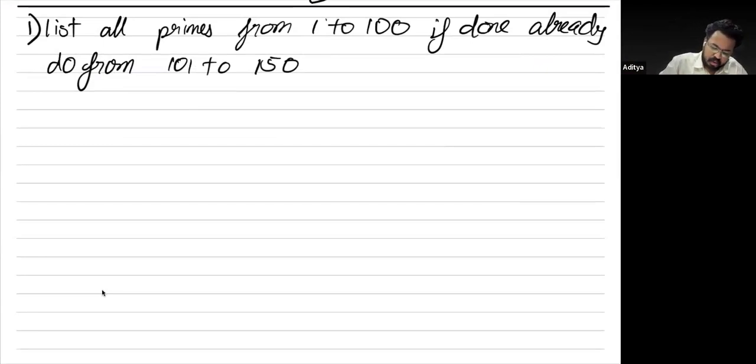The idea I want to show is you don't need to check all prime factors of a number in order to ascertain whether it is prime or not.